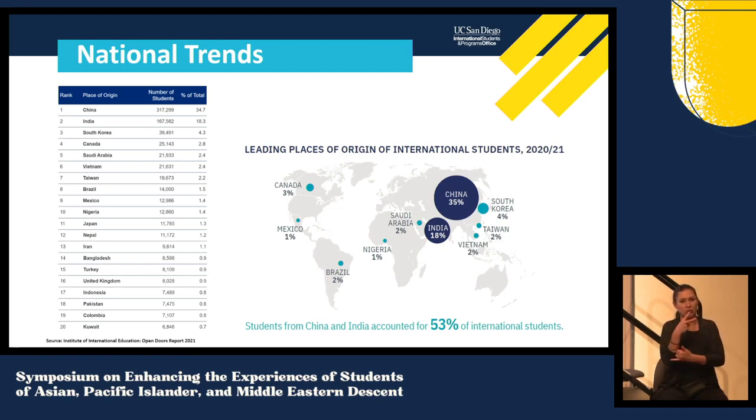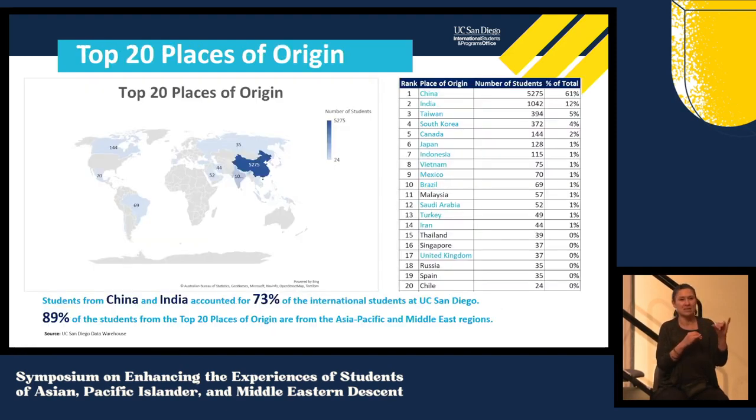And if you look at the top 20, which is the smaller table on the left, about 73% of the top 20 places of origin are in the Asia Pacific and the Middle Eastern region. Now, what does that look like for UC San Diego? What you'll see is that those trends are similar, and you'll see that with all of our peer institutions and Research One institutions as well. So at UC San Diego, this is what it looks like.